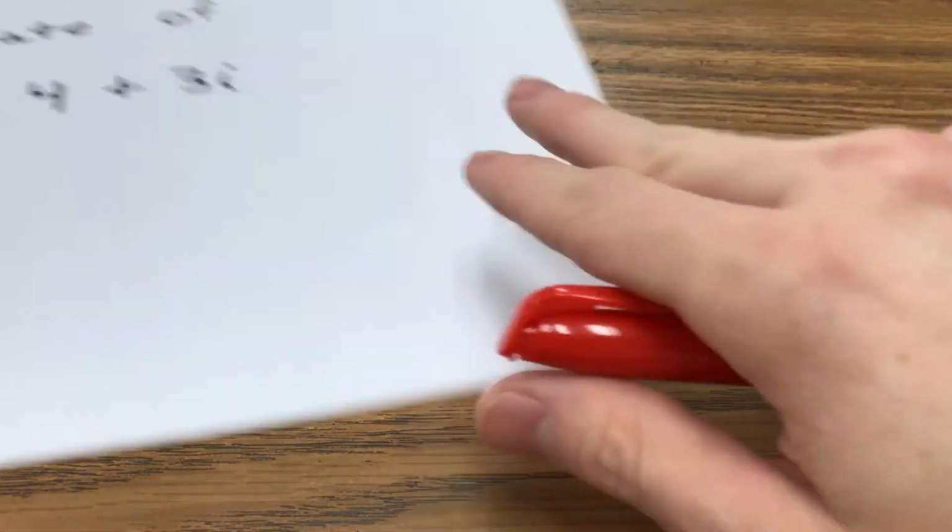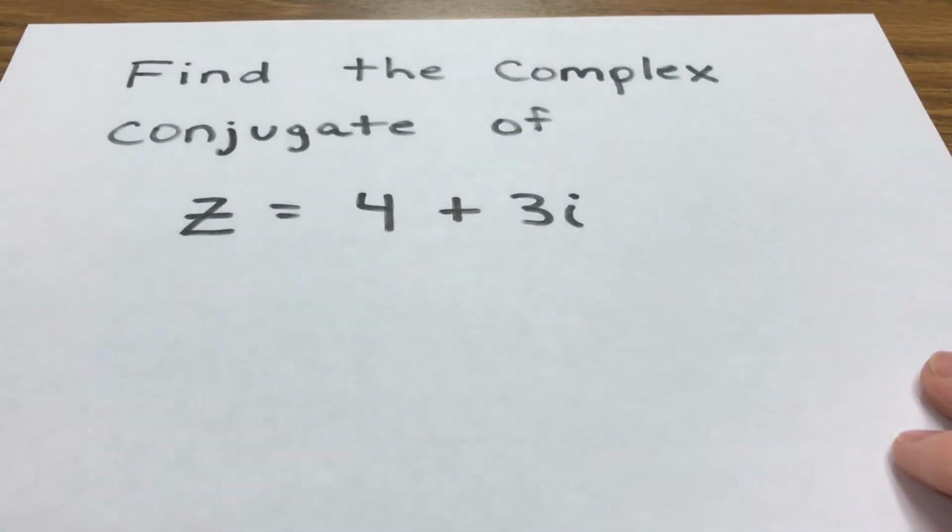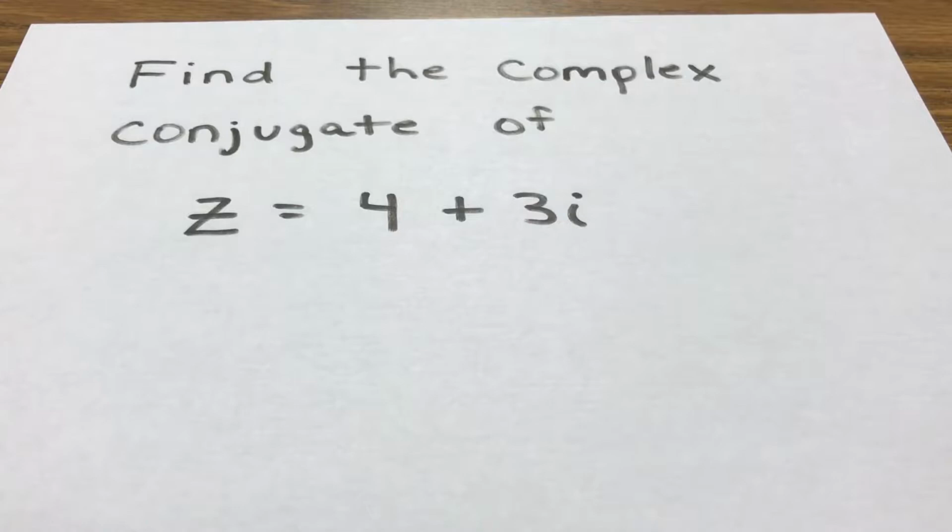I want to find the complex conjugate of 4 plus 3i. So how can I do this? Well, I know that the real part is 4, and I know that the imaginary part is 3. So what I'm going to do is I'm going to switch the sign on the imaginary part.